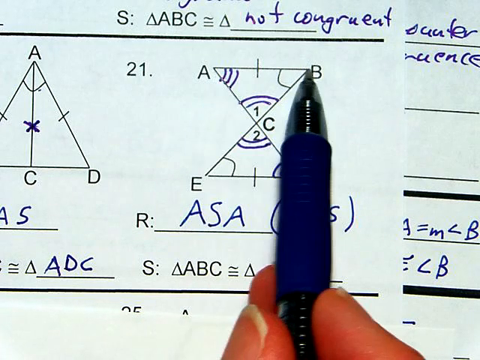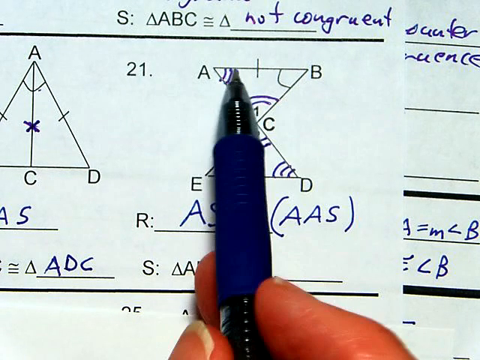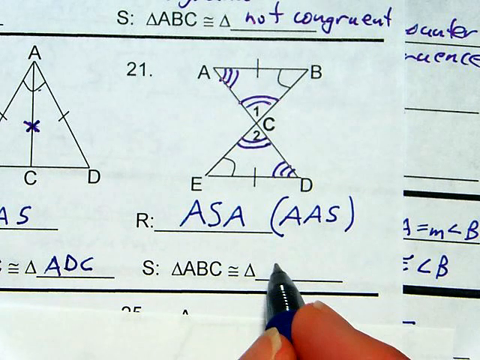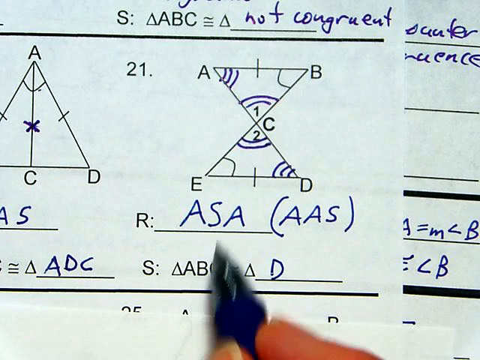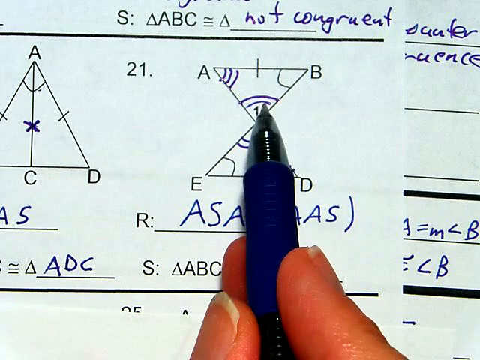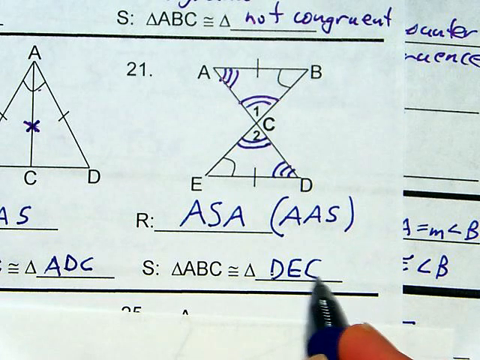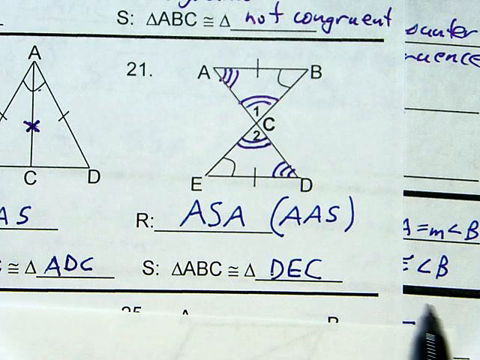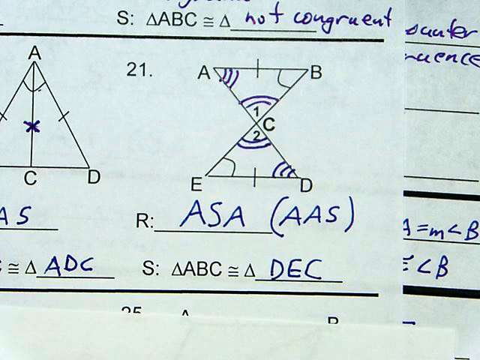So triangle ABC is going to be congruent to, let's take a look, angle A corresponds to angle D, angle B corresponds to E, and C corresponds to itself, to C. So triangle ABC is congruent to triangle DEC is the correct answer here.